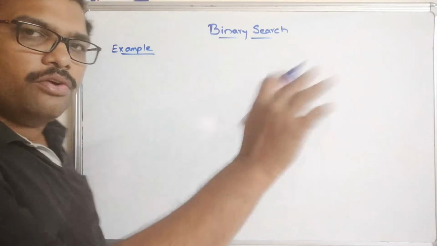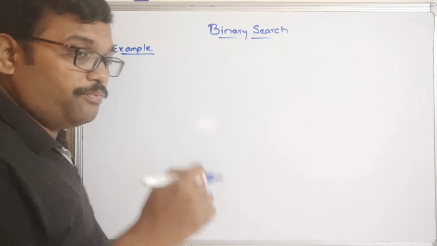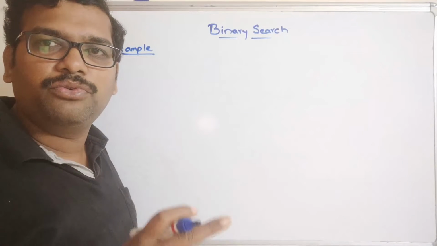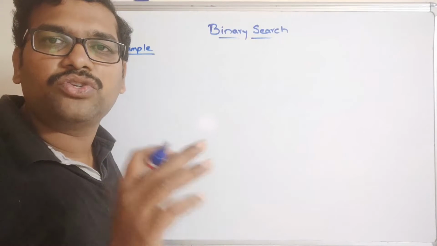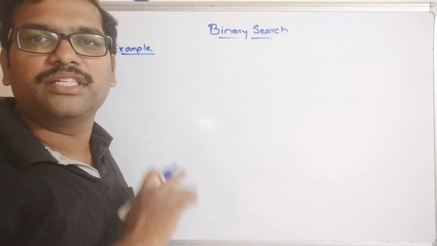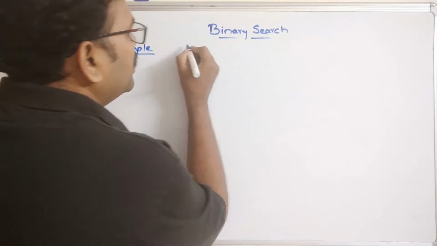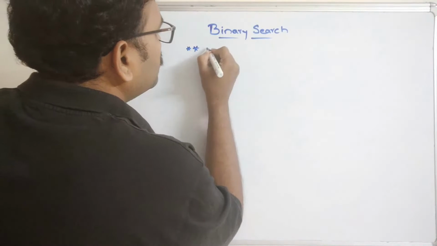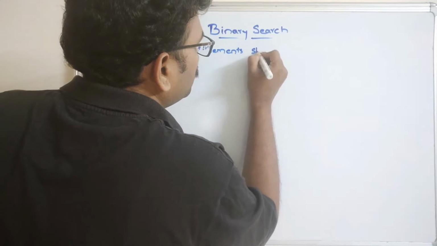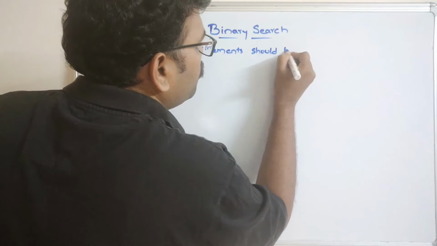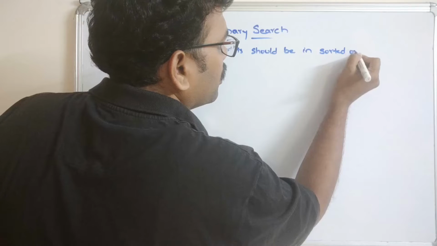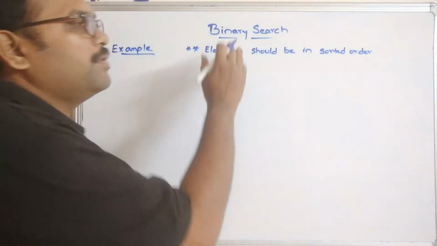Now, consider a list of elements. One very important thing: if you want to perform binary search, make sure that the elements are in sorted order. That is one important constraint before starting the binary search procedure, right? So very important, elements should be in sorted order. This is important for binary search.